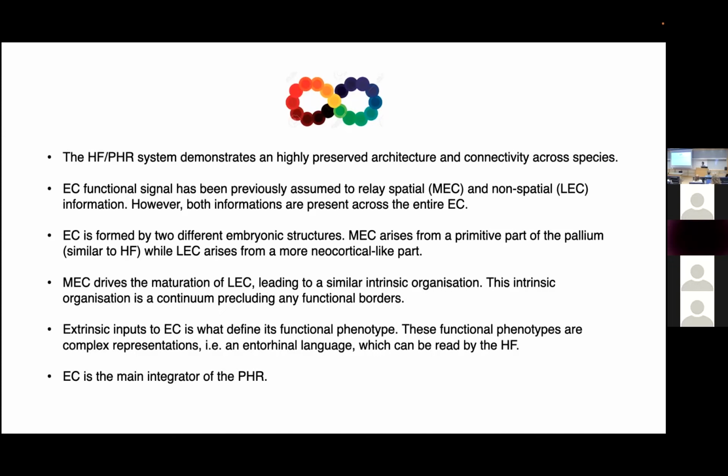And it seems maybe that there is a small part that we call the medial entorhinal cortex in species that is used as a template to catch a little bit of a neocortical-like part and model it such that it looks similar and such that the entorhinal cortex as a whole can integrate and communicate with the rest of the neocortex.